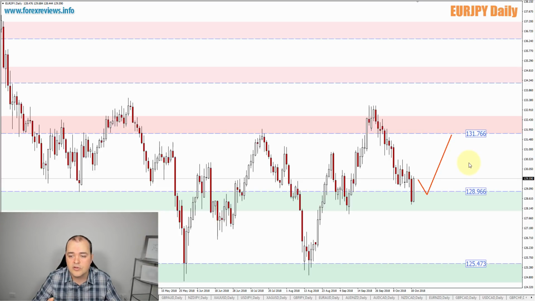So overall on Euro Yen, holding the 128.96 zone area as a great area on this market to consider a potential bullish opportunity in this area, and look for a potential move to the upside from this important zone. Okay, well that's it for that market.